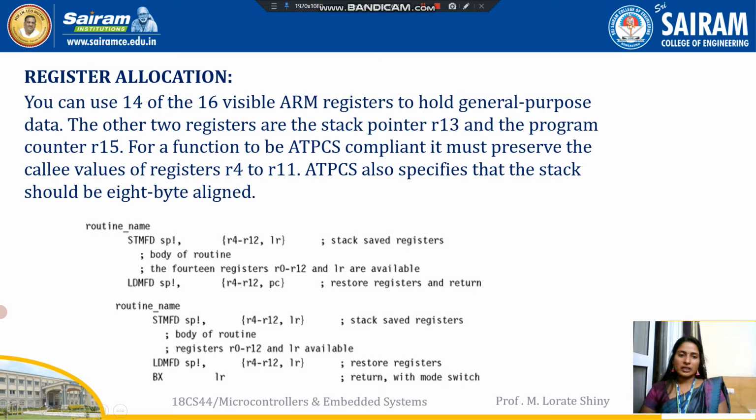For any function to be ARM Thumb procedure call standard compliant, it must preserve the callee-saved registers R4 to R11. This standard also specifies that the stack should be 8-byte aligned. So whenever we are going for any function, we have to store all these registers R4 to R11 into the stack. After completing the function, we can retrieve them back.